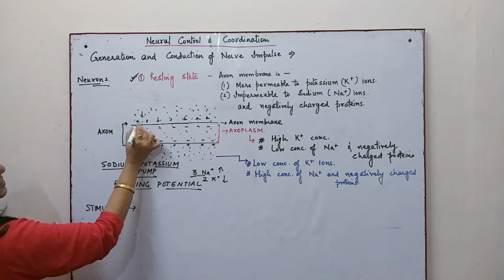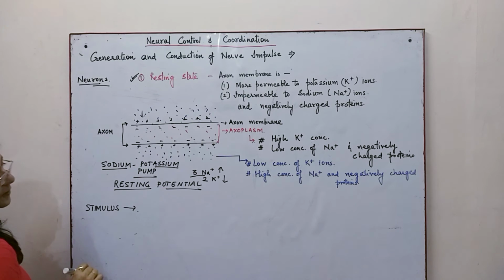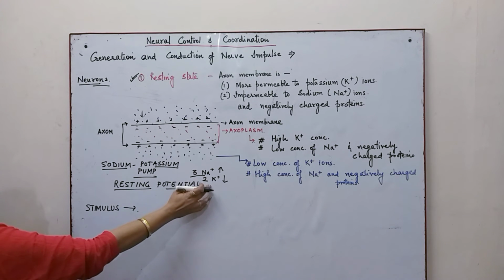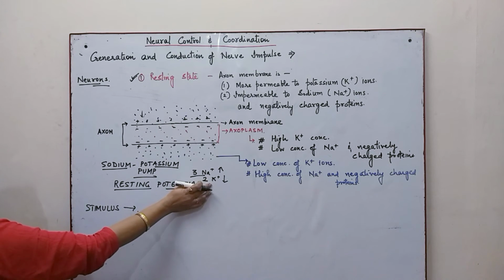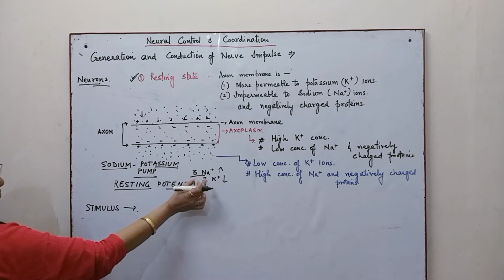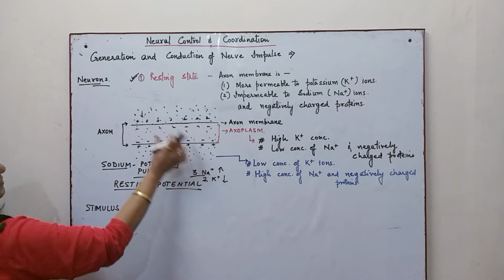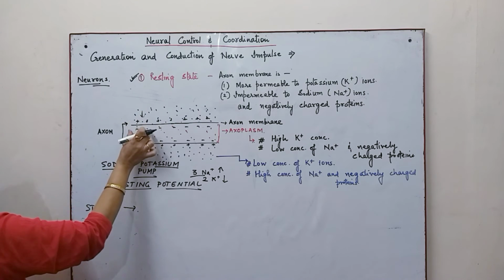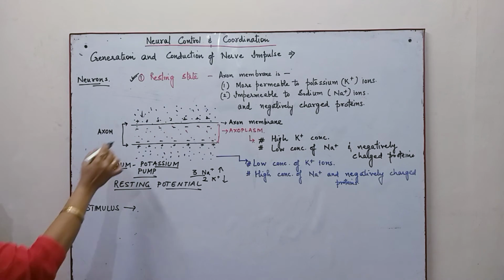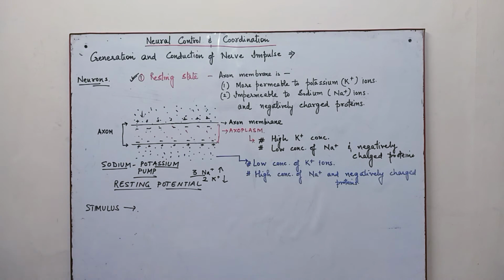That's why the positive charge develops over here. And negative proteins are impermeable, so they are present inside only. So for every 3 sodium ions which are moving out, 2 potassium are allowed in, and therefore the polarity is developed. Now the stimulus changes this polarity, and as a result, the membrane becomes freely permeable to sodium ions.